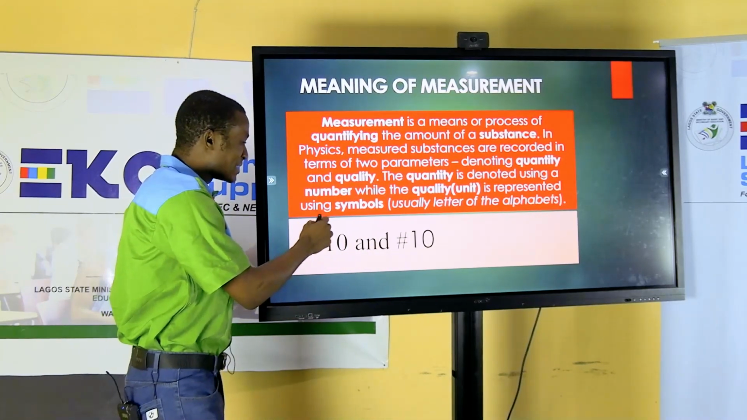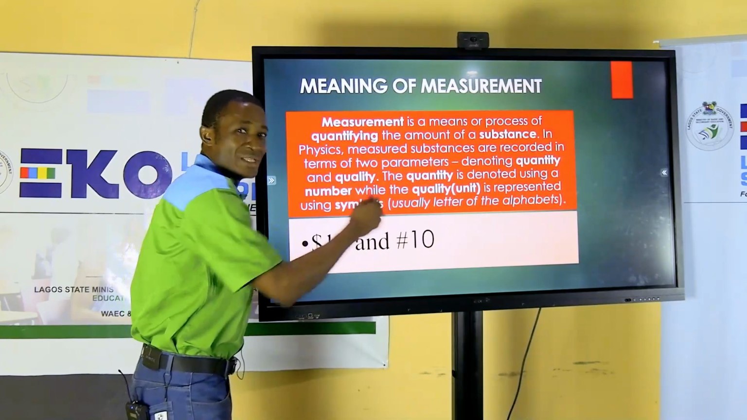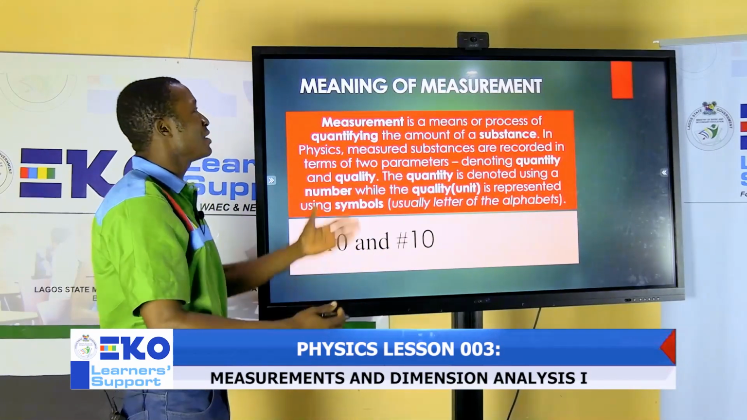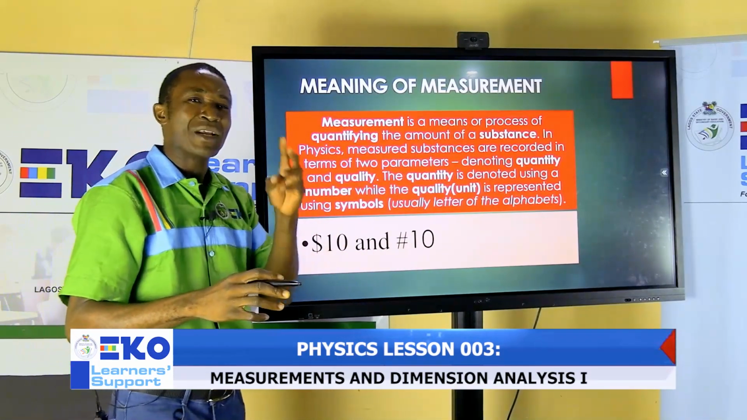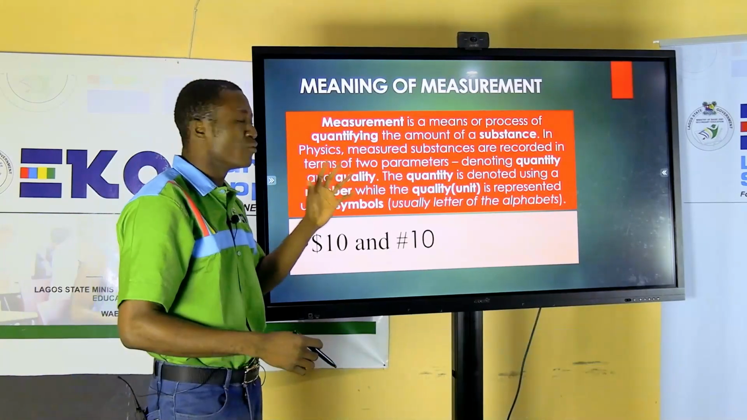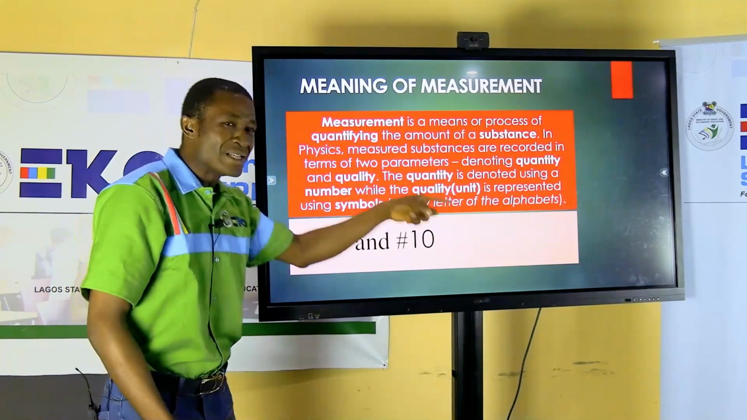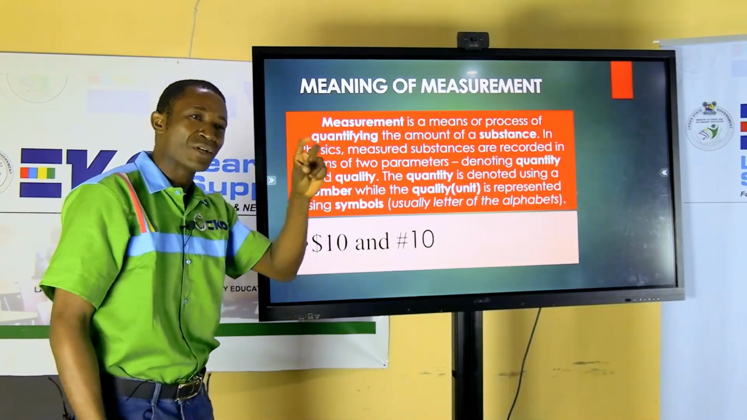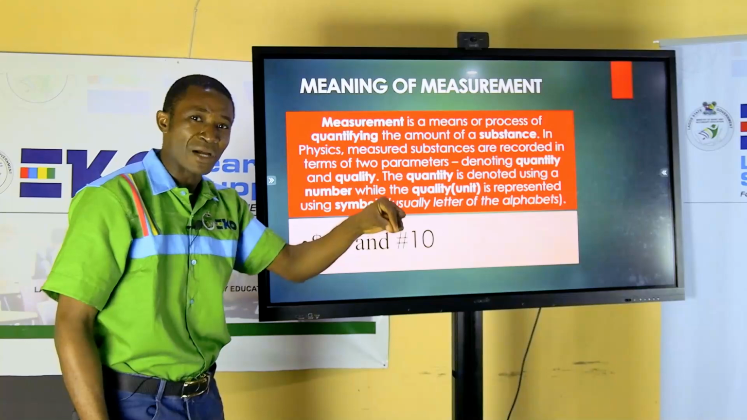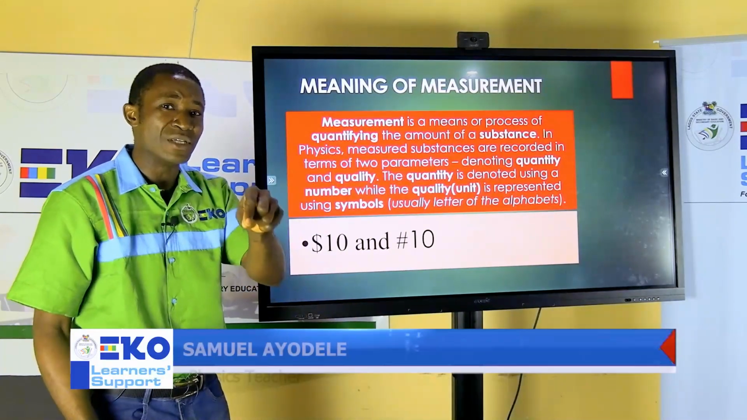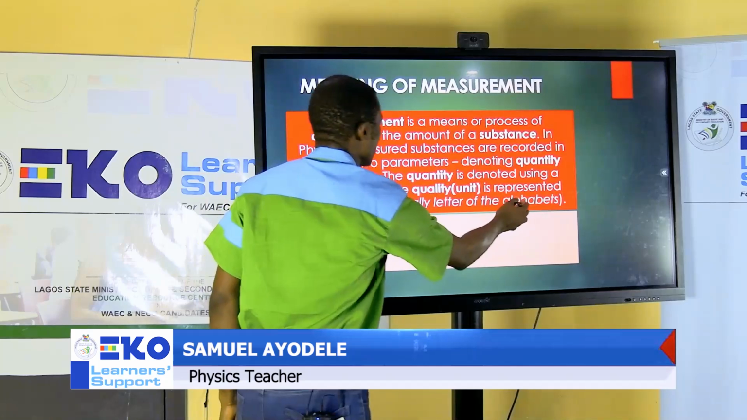So the quality is represented by what we call the unit, while the quantity is what you have as a number. So when we measure anything in physics, we record in terms of 2 parameters, which give us the quality and the quantity. So any quantity that is measured in physics, you have a number to represent the quantity and a symbol, which is the unit, to represent the quality.